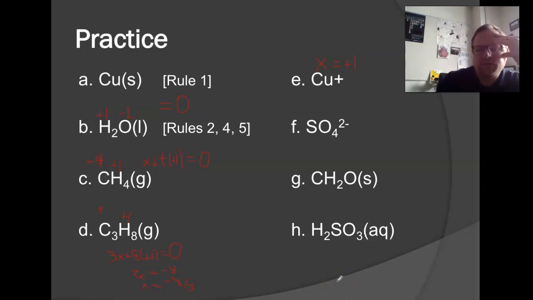And it's fine to leave it as a fraction in that case. So our oxidation number for carbon here is negative 8 over 3. Remember, don't throw away the negatives. You're going to need those negatives as you move forward.